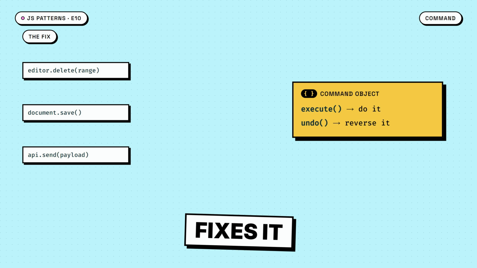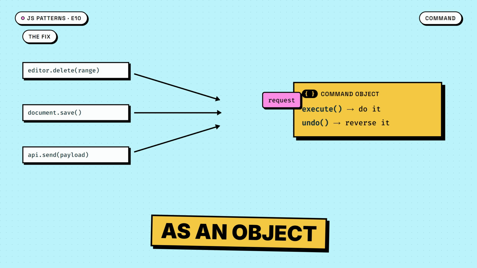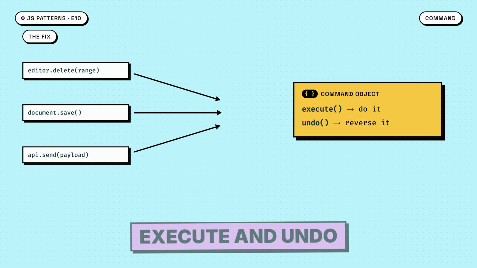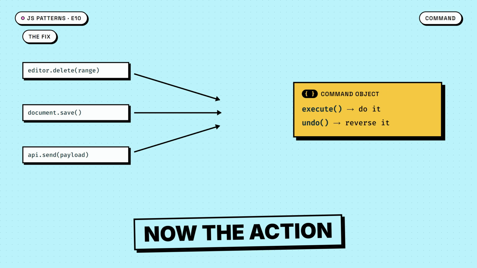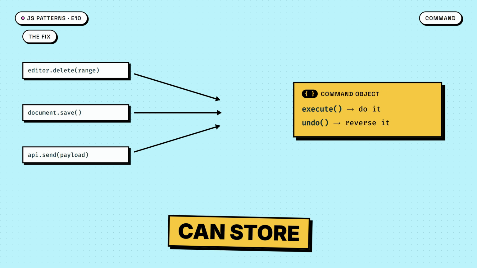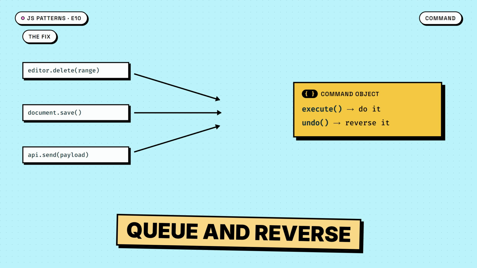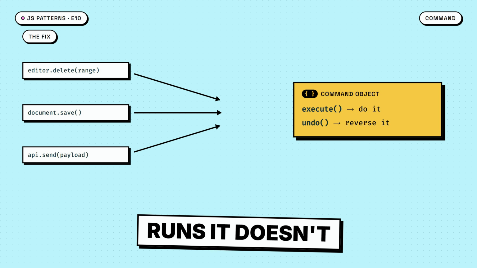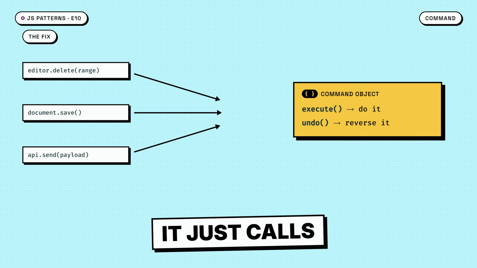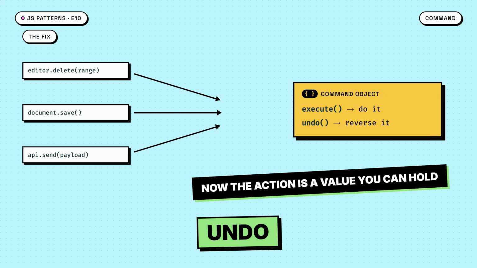The command pattern fixes it. Wrap each request as an object with two methods, execute and undo. Now the action is a thing, a value you can store, pass around, queue, and reverse. The invoker that runs it doesn't know or care what it does. It just calls execute and later undo.